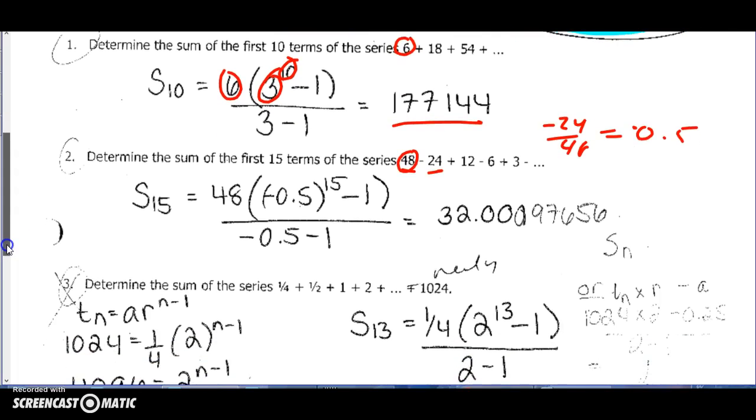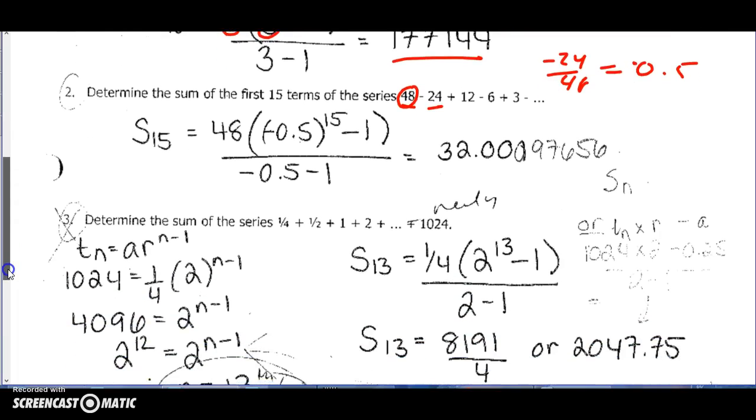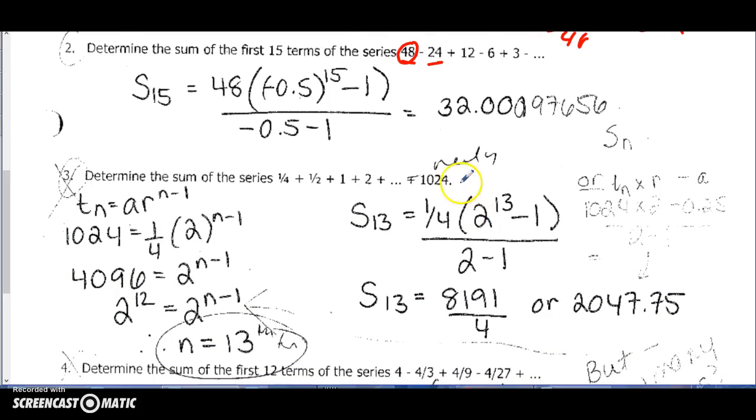The next one here, determine this sum. You need n. You don't know how many terms there are, and again, it's just like the arithmetic one. You need to find out what n is. And to do that, you have Tn is equal to this. The last term is worth 1024. If this is the 7th term and it's the last term, then there are 7 terms. You figure out there's actually 13 here.